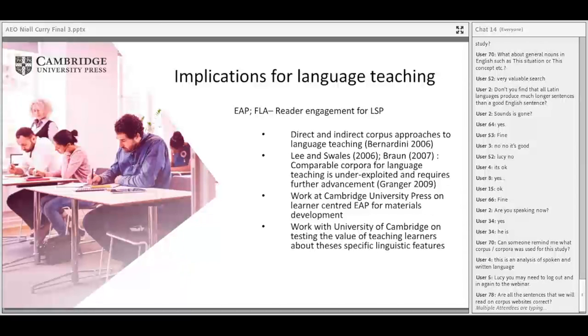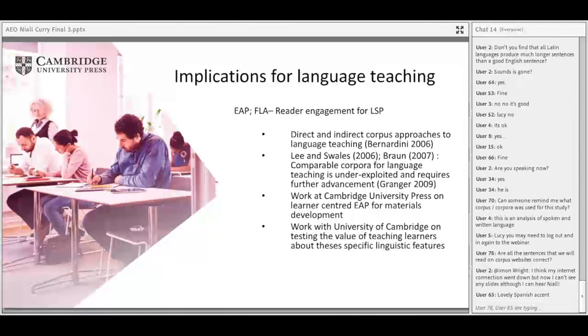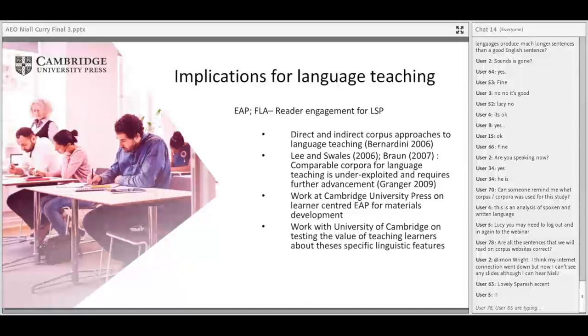So what are the implications then for teaching? This is coming from a corpus perspective. We can look at things like English for academic purposes or Français langue académique or Español con fines académicos, which is, I guess, in the three languages, the same thing. We can look at how we can use this to directly impact language teaching in the classroom using corpora. There are some interesting studies from Lee and Swales and Brown, and if any of you are interested, I can send you the references for these studies, who look at how we can use corpus linguistics in the classroom to help students analyze their own language.